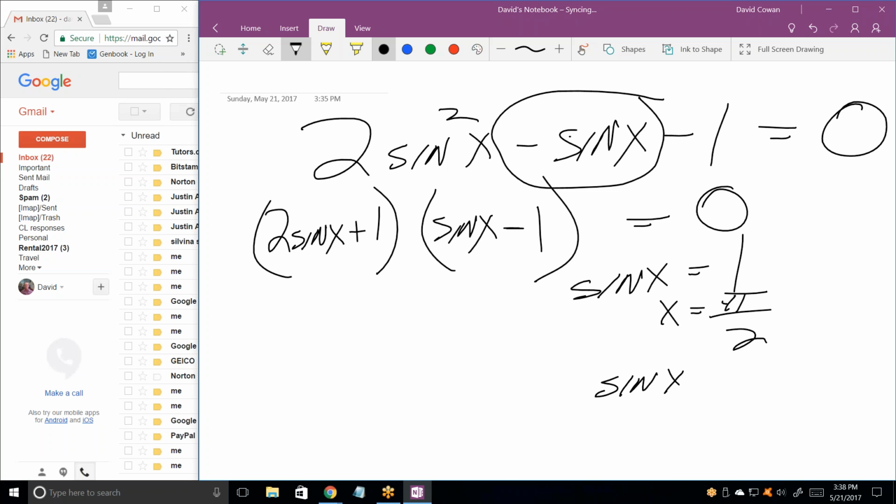Sine of x is equal to negative 1/2 at 7 pi over 6 and 11 pi over 6. Well, you're good at this. I've never met anybody who thought in radians so well as you do.